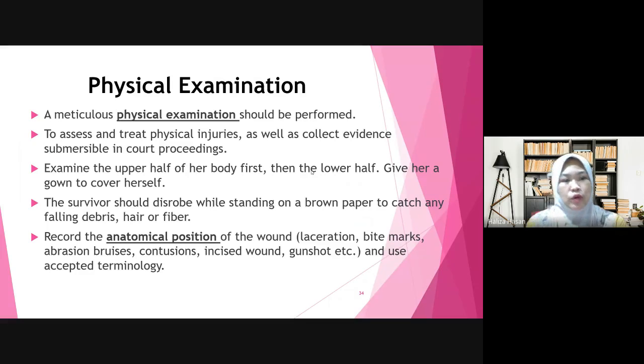Okay. So for physical examination for social problems like domestic violence, a meticulous physical examination should be performed to assess and treat physical injuries as well as collect evidence. Examine the upper half of her body first, then the lower body. Give a gown to her to cover herself. This one is for domestic violence cases.